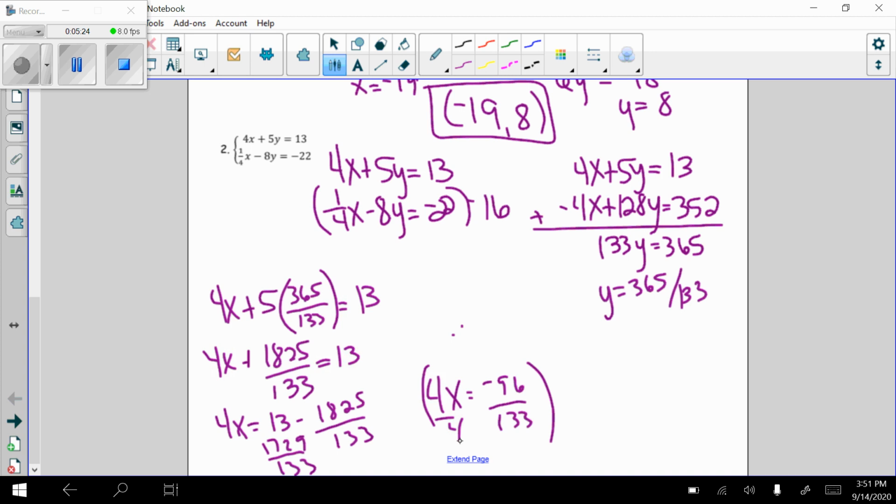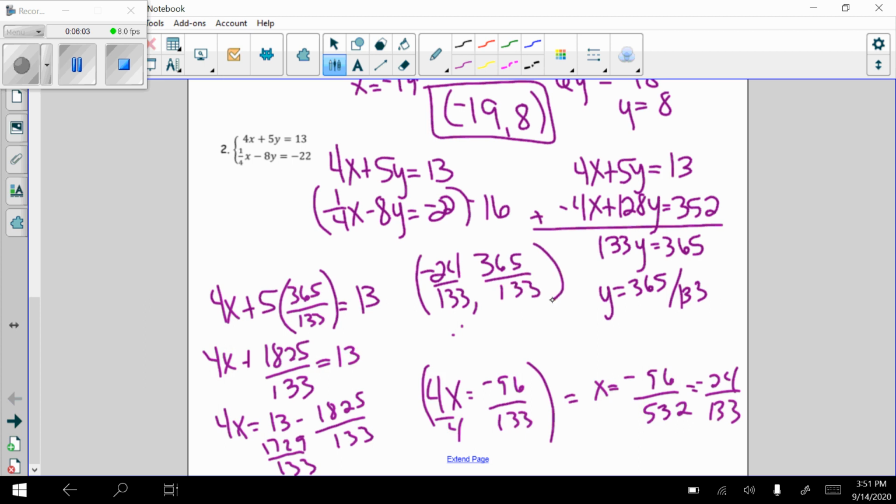So here I get x equals negative 96 over 532. We're going to simplify that. Let's see, I know that we could take a 4 out of both of these. So this becomes a 133. 96 divided by 4 is 24. So I get my answer, negative 24 over 133. Y was 365 over 133. Okay. So our answers don't always have to be nice, pretty whole numbers.